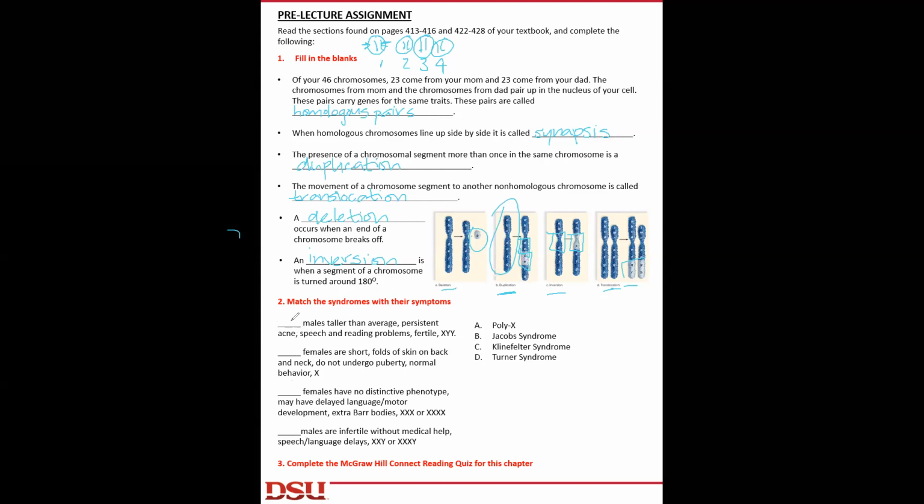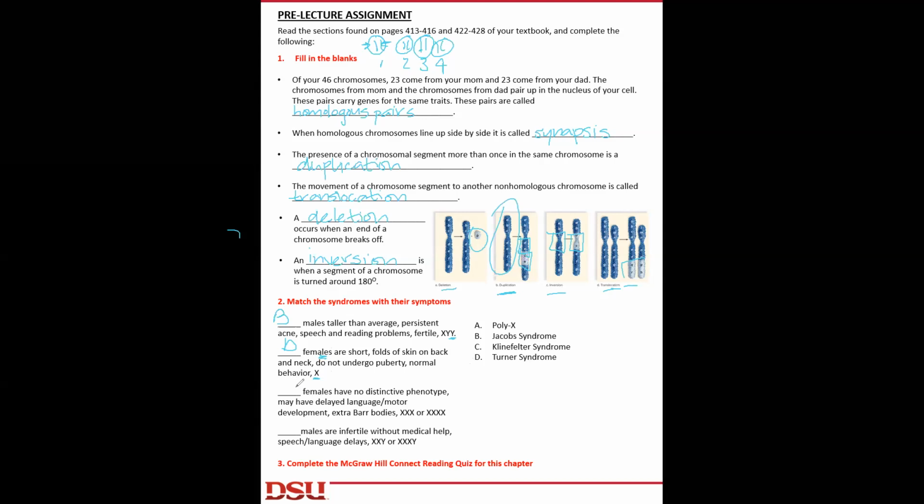It's called Jacob's syndrome. Notice that it has an extra Y. The next one is D. It's called Turner syndrome. Notice that there is one X. This is a female because there's no Y chromosome to make it male, okay? This is considered a female, but only has one X.